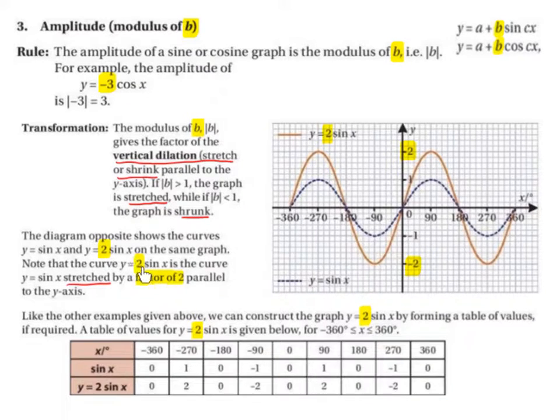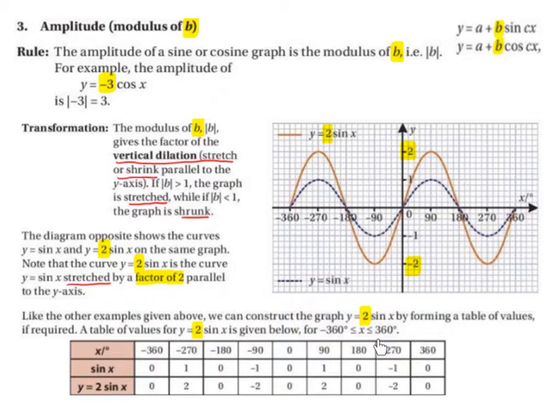Note that the curve y equals 2 sine of x is the curve of y equals sine of x stretched by a factor of 2 parallel to the y-axis. So it's been stretched upwards and downwards. Like the other examples given above or in other videos, we can construct the graph of y equals 2 sine of x by forming a table of values, if required. A table of values for y equals 2 sine of x is given below, for x values greater than minus 360 degrees, but less than positive 360 degrees.